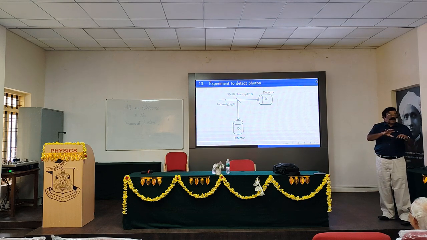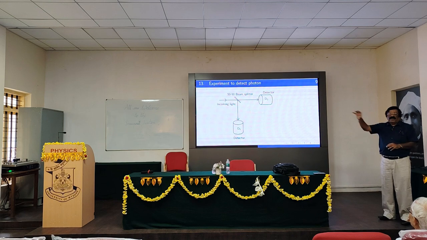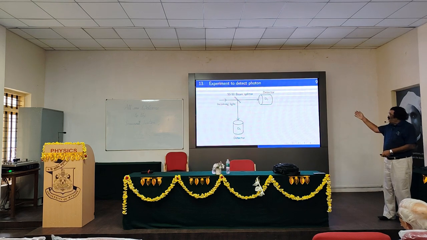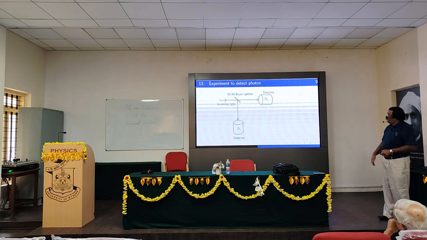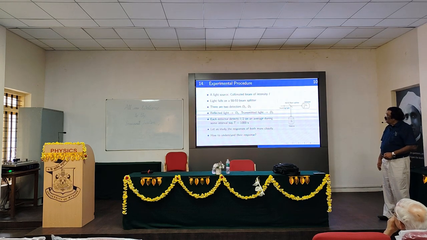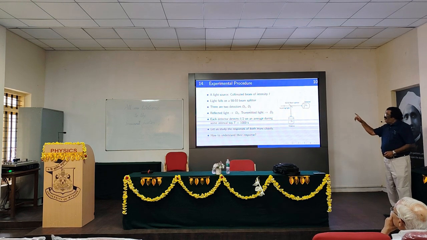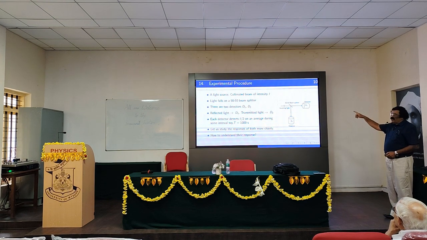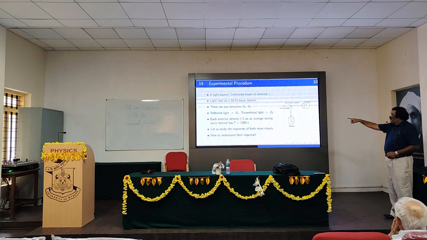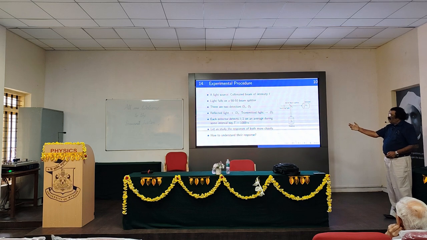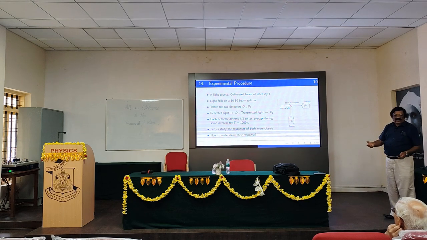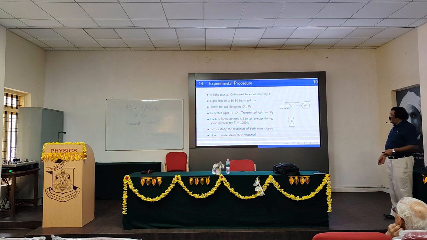So a 50-50 beam splitter splits any intensity I into I by 2 this side and I by 2 this side. The reflected beam goes to detector 1 and the transmitted goes to detector 2. So take a light source with a collimated beam of intensity I, light falls on a 50-50 beam splitter, reflected light goes to D1, transmitted light to D2. Each detector detects I by 2 on average during some interval, say 1000 seconds. So you have to do the experiment for say 1000 seconds.